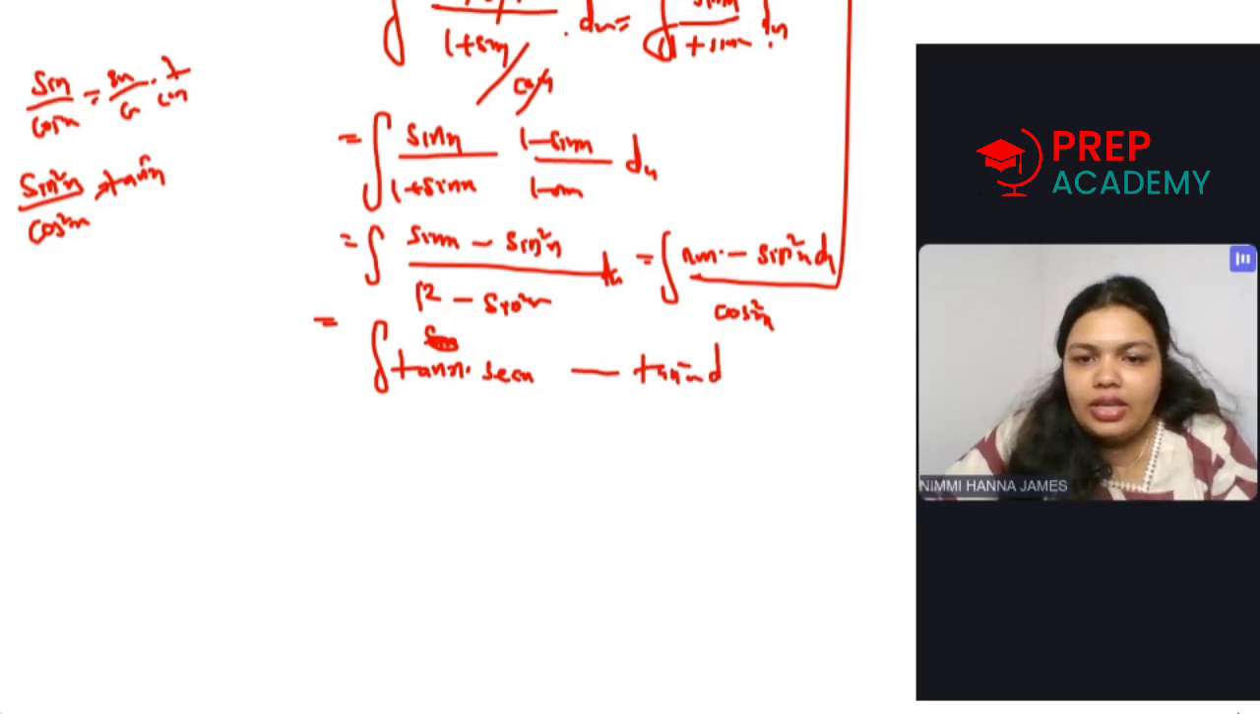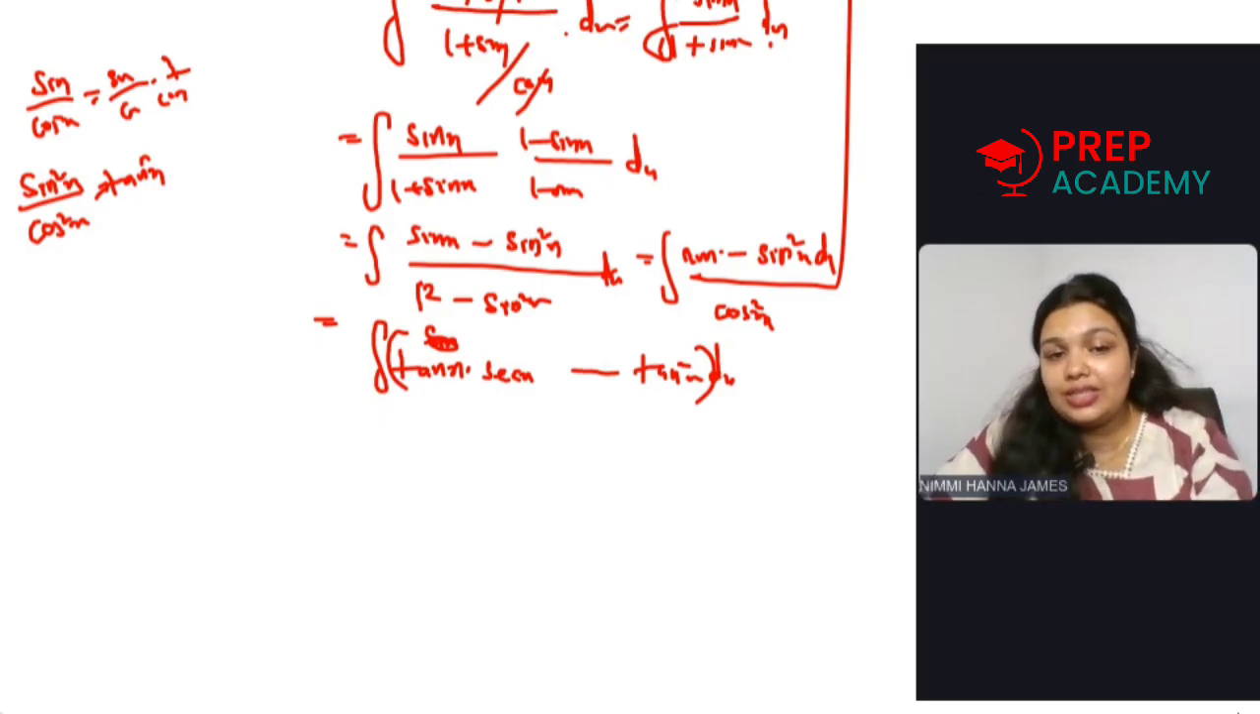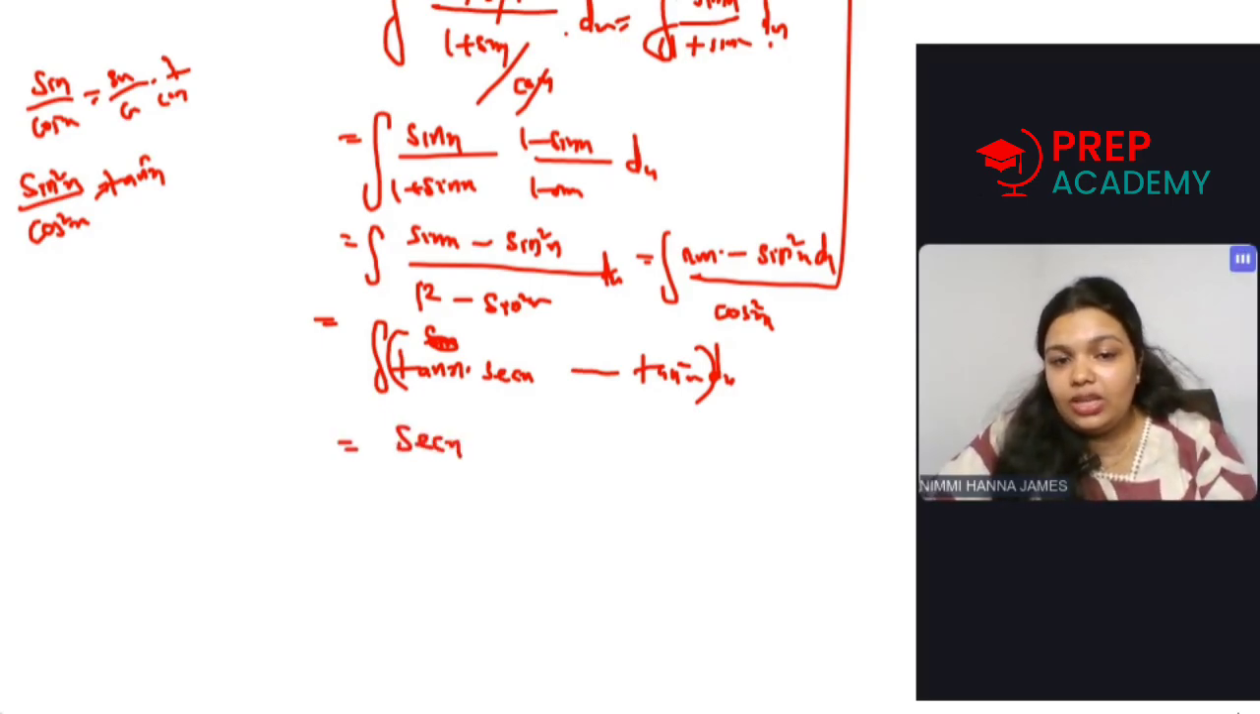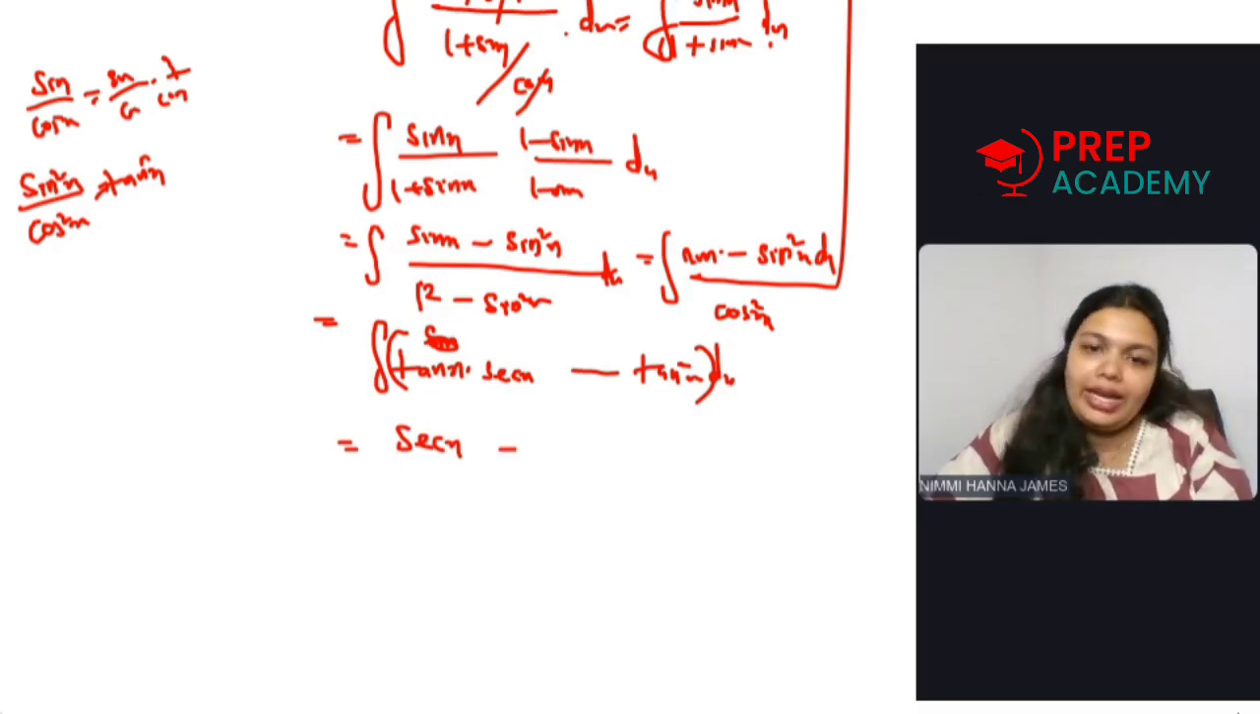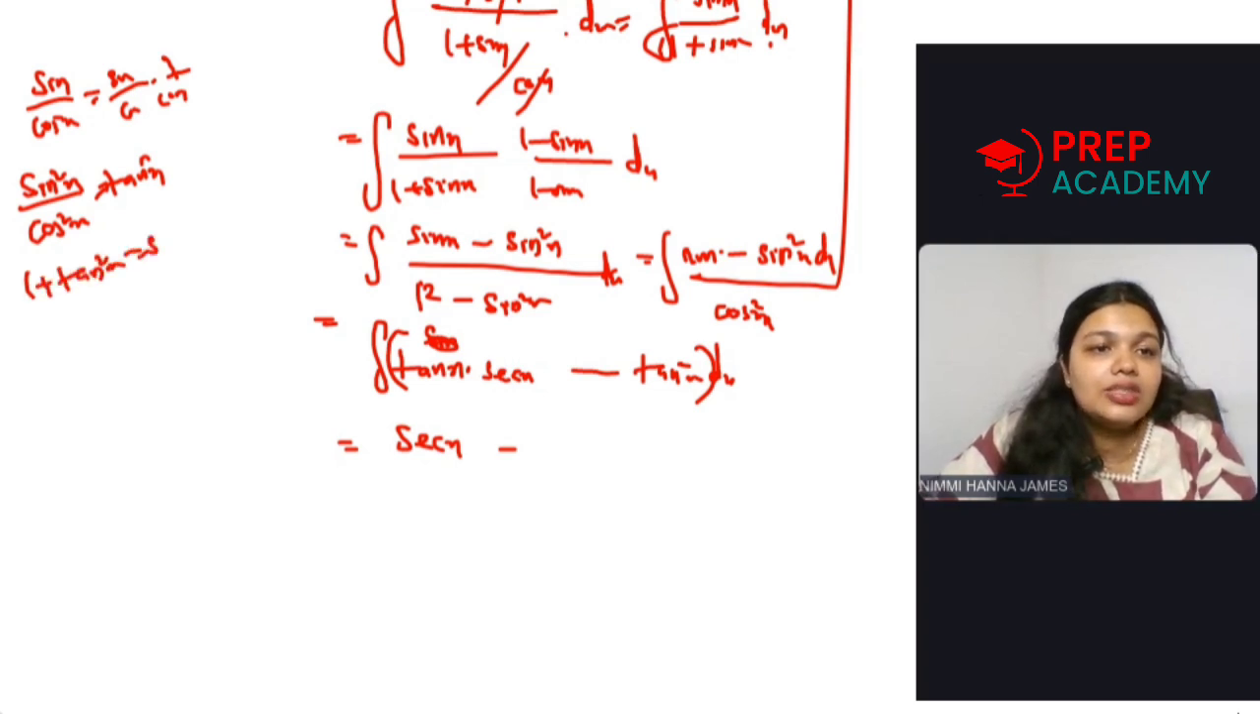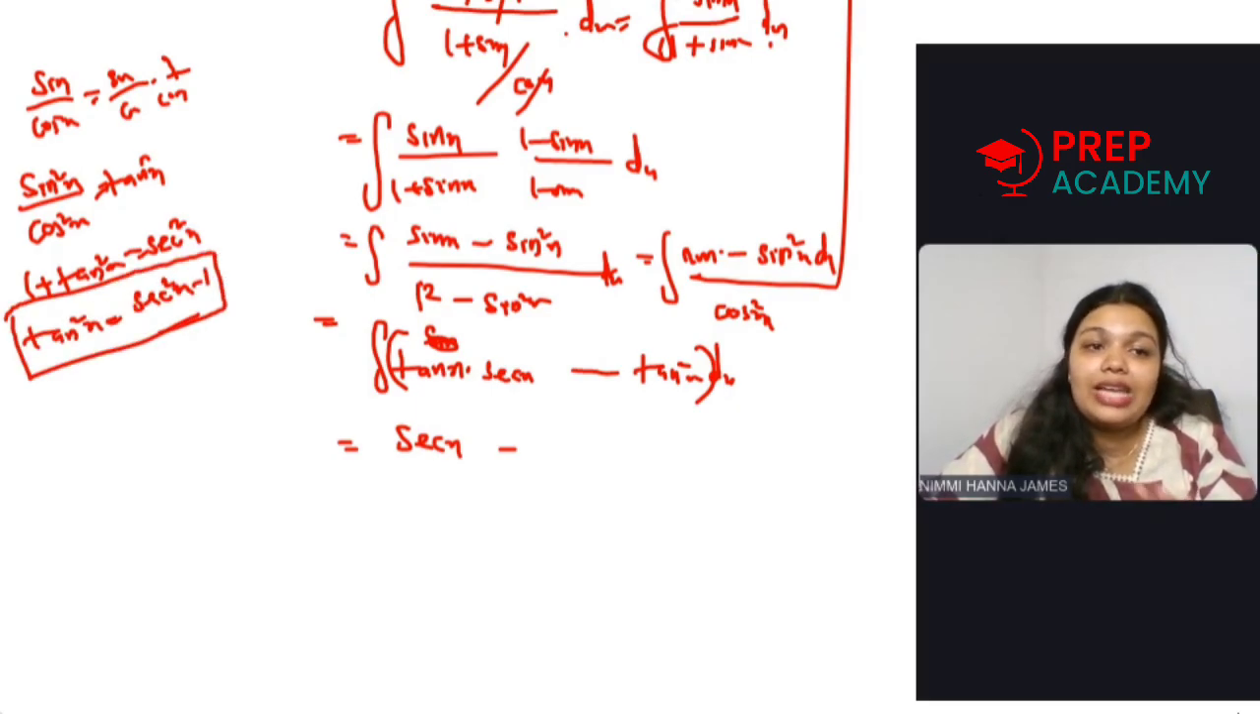Tan square x. Now, do we know a function? Yeah, for the function sec x tan x, the differential of sec x is sec x tan x, so the integral of sec x tan x is sec x. Then minus the integral of tan square x. For tan square, we don't know, but for sec square, we know. Can we turn tan square into sec square? Yes, we have a formula that 1 plus tan square x is equal to sec square x. So tan square x is equal to sec square x minus 1. This we have learned in our class 10th. Okay, this is what we are going to apply.